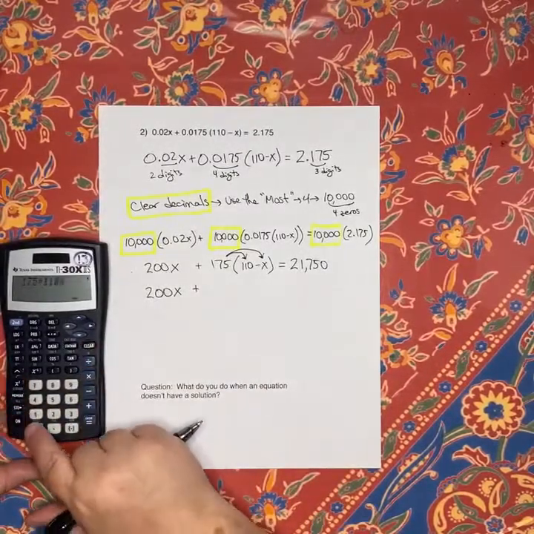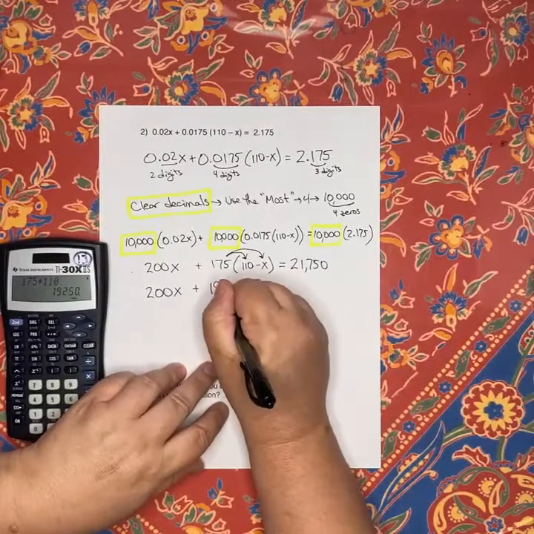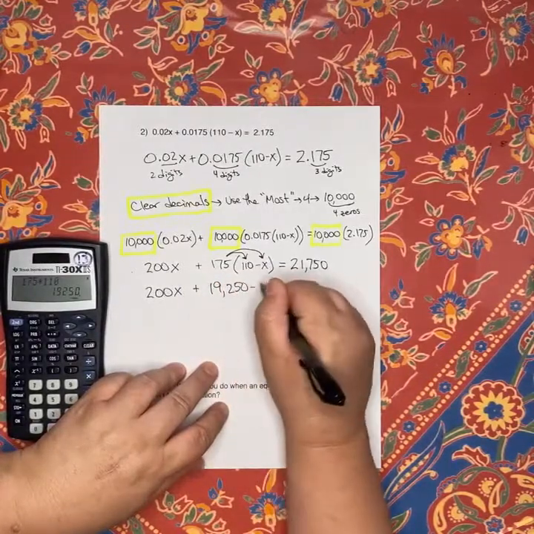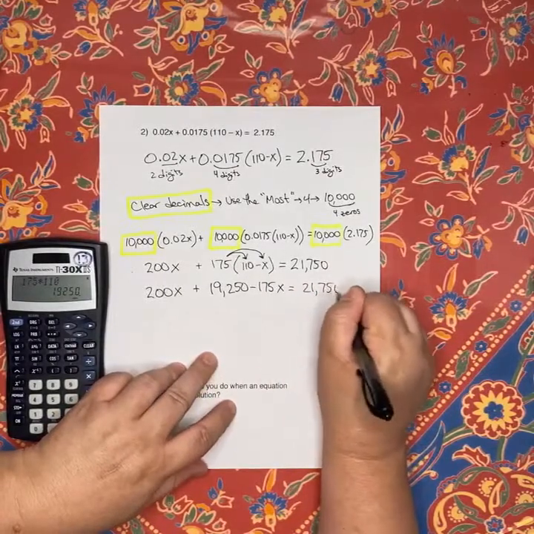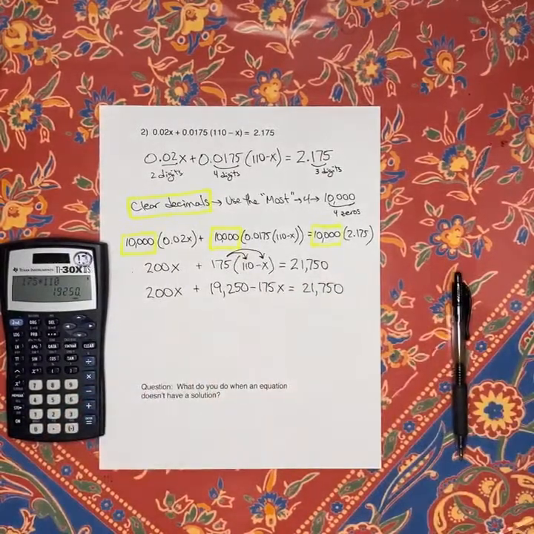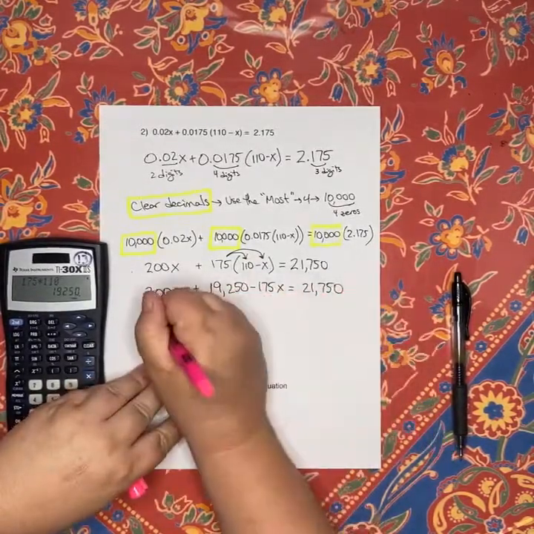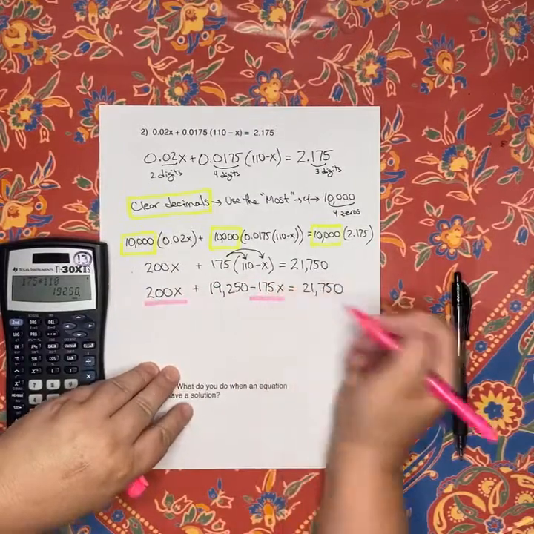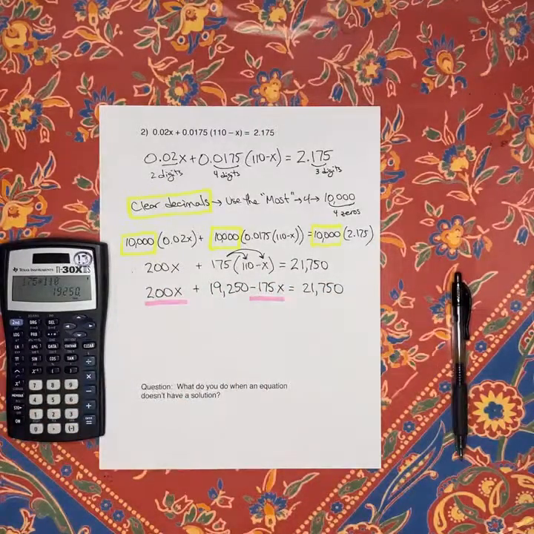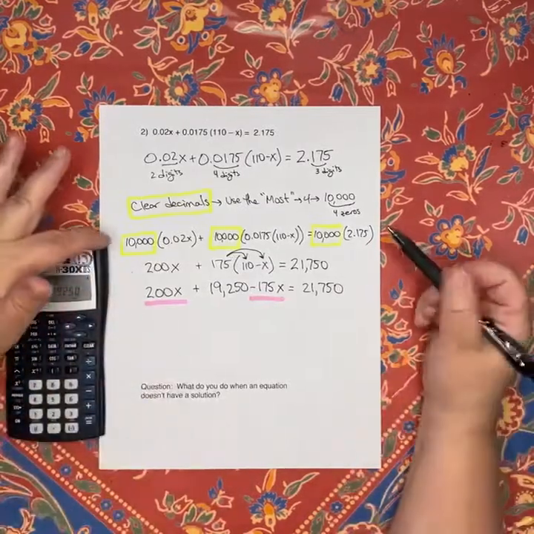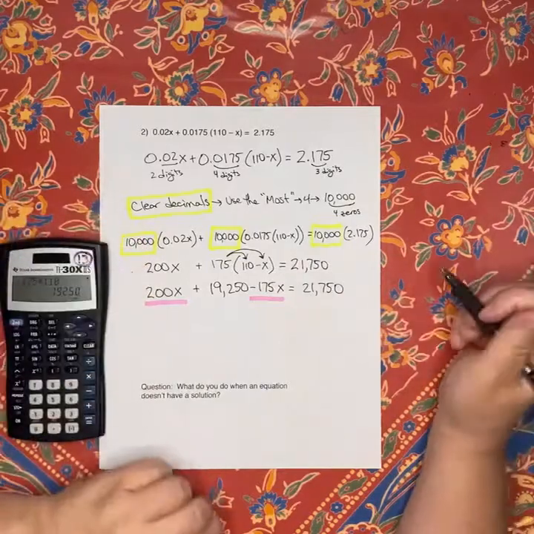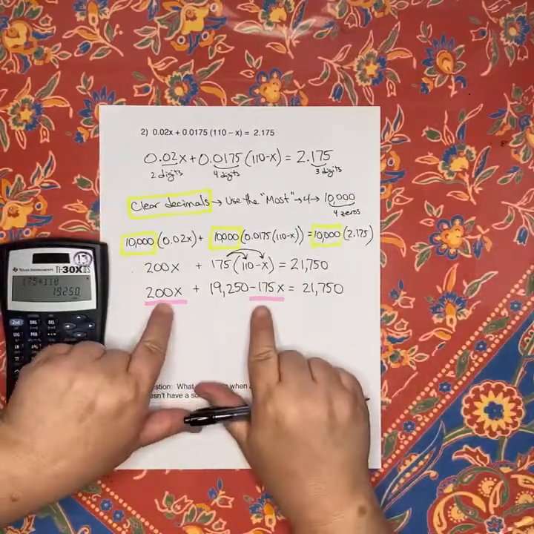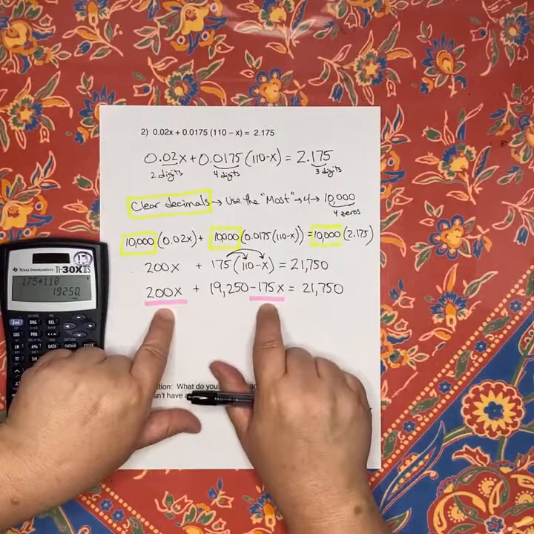175 times 110 is 19,250 minus 175x equals 21,750. Next up, I can use pink. Next up, I've got a 200x and a minus 175x. I can simplify, right? After I multiply everybody by 10,000, pretty much what's happening here, these steps are going to be simplification steps. 200x minus 175x.